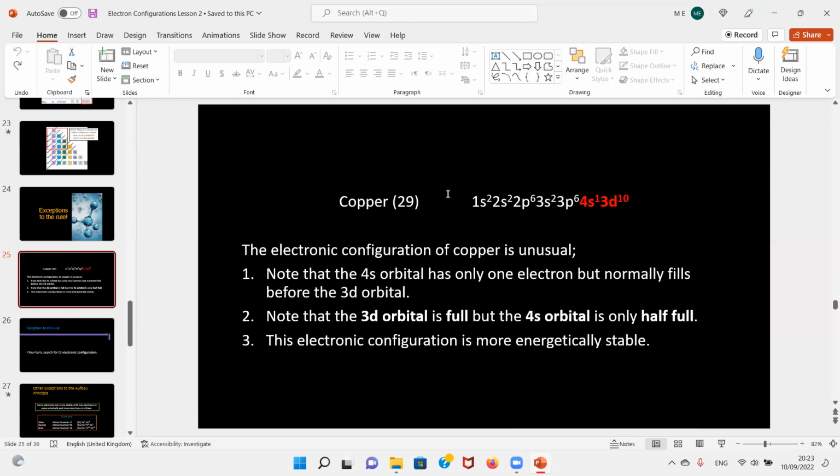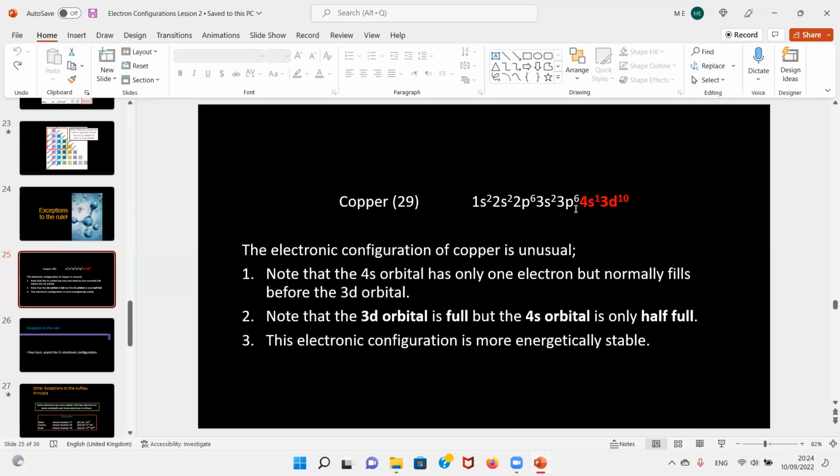If you want to do the electronic configuration of copper, it would be 1s2, 2s2, 2p6, 3s2, 3p6, 4s2, and 3d9. This is how you would do it if you followed the same rule that we explained earlier. But instead, for copper, we go 1s2, 2s2, 2p6, 3s2, 3p6, 4s1, and then 3d10. So it's not 4s2 and 3d9.